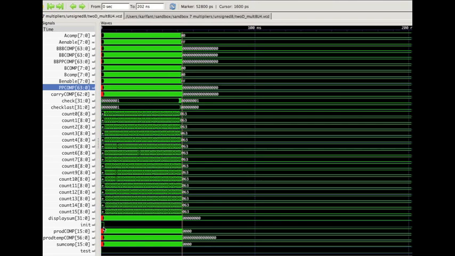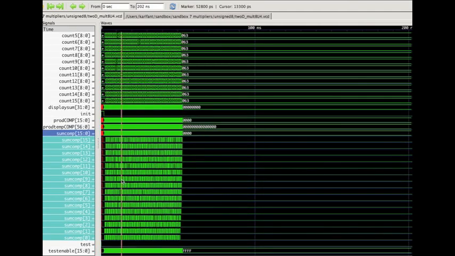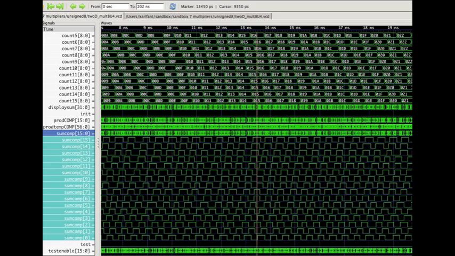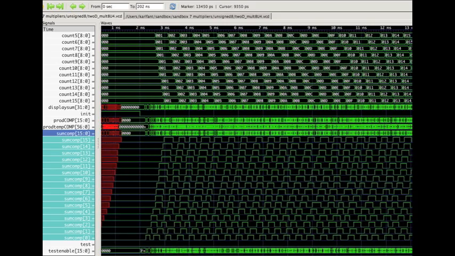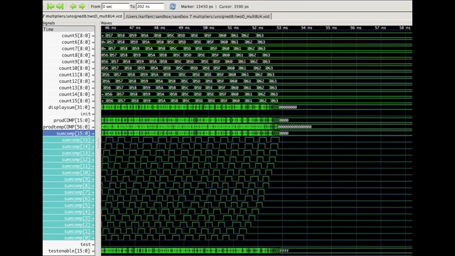So now let's look at the output. And we'll expand this. And we can see these are the products, right? This is the first product, the second product, the third product, and they're coming out skewed. And this is the last product. Okay, so those are the products coming out.